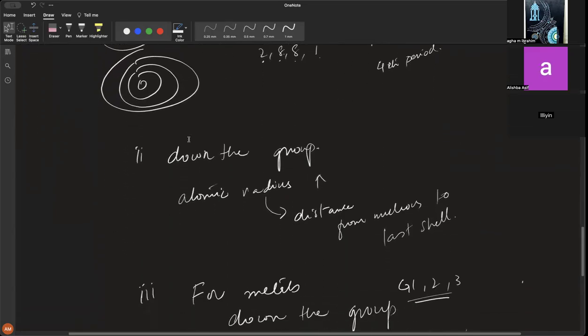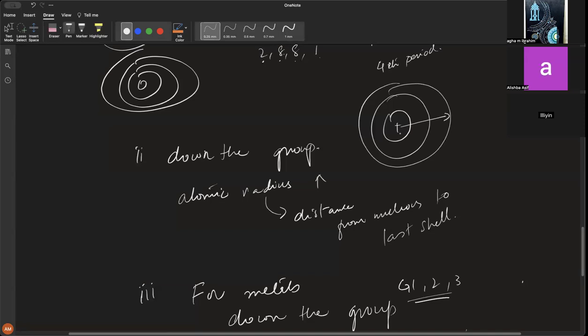Similarly, if you go down the group, the atomic radii, which is also just like the size, increases. Atomic radii is basically the distance from the nucleus up to the last shell. This is the atomic radii, right? The diameter is the whole size of the atom, but this is the same thing. If the radius increases, it means the diameter or the size is increasing. Is this clear?